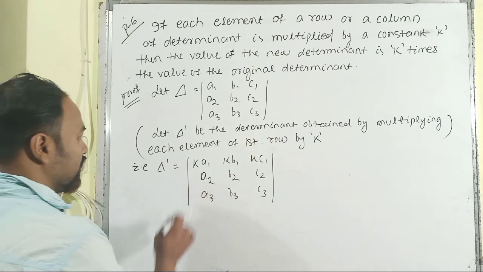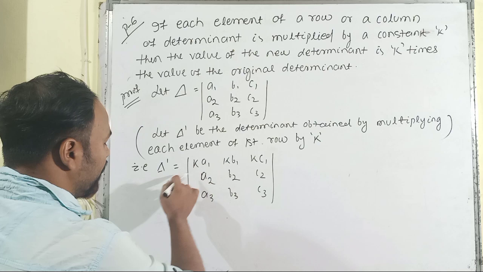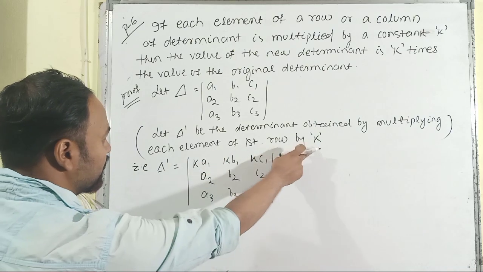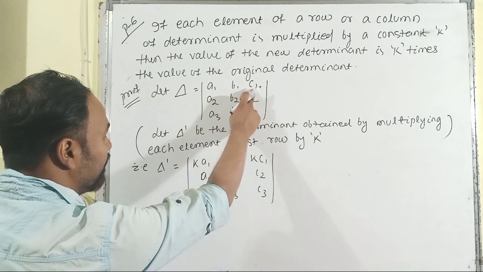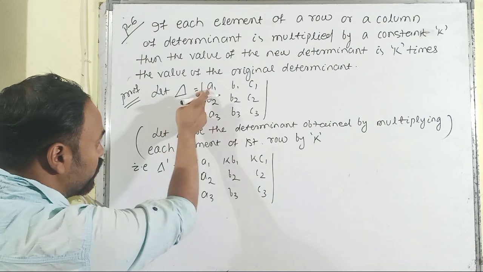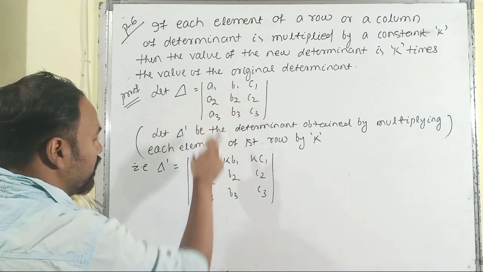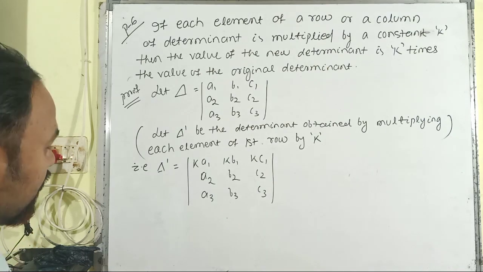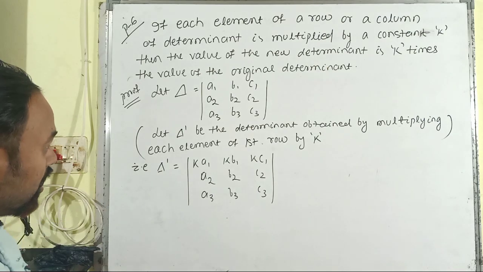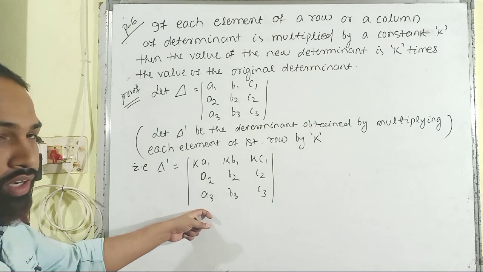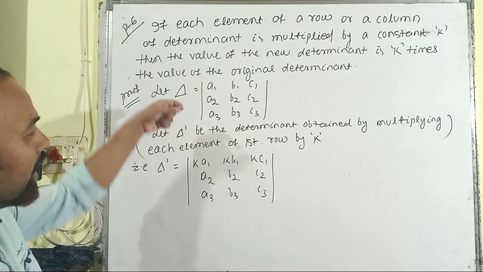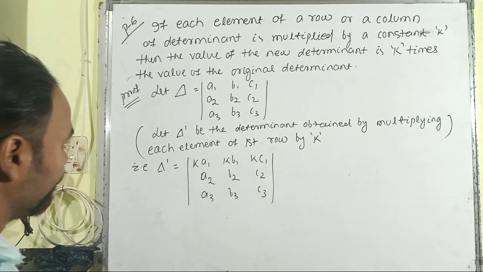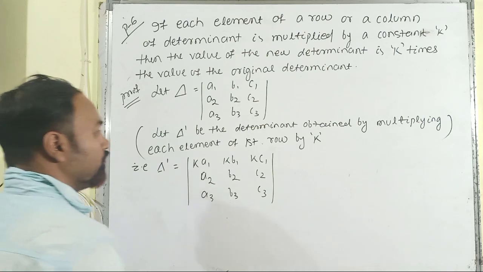Then you can see the newly formed elements, by multiplying a constant k with all of the elements of the first row: k into a1 is ka1, k into b1 is kb1, k into c1 is kc1. And we have to prove that the value of this newly formed determinant is k multiplied with the original determinant. Okay, let us prove it.